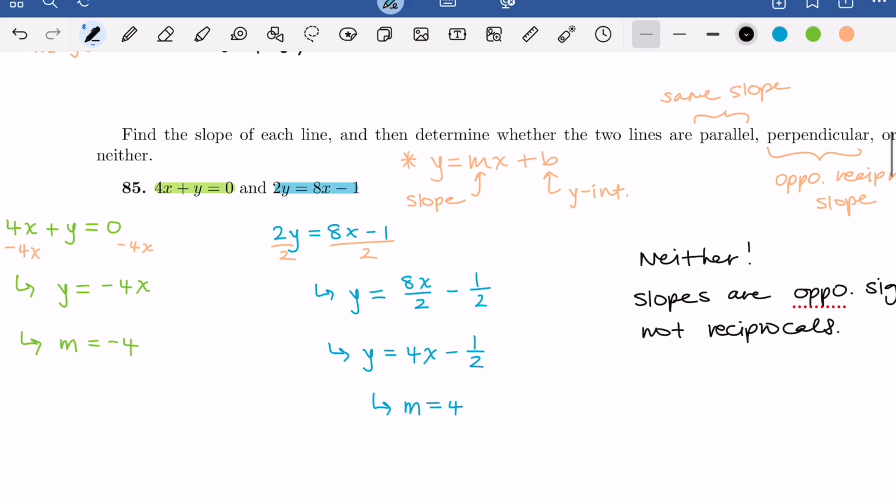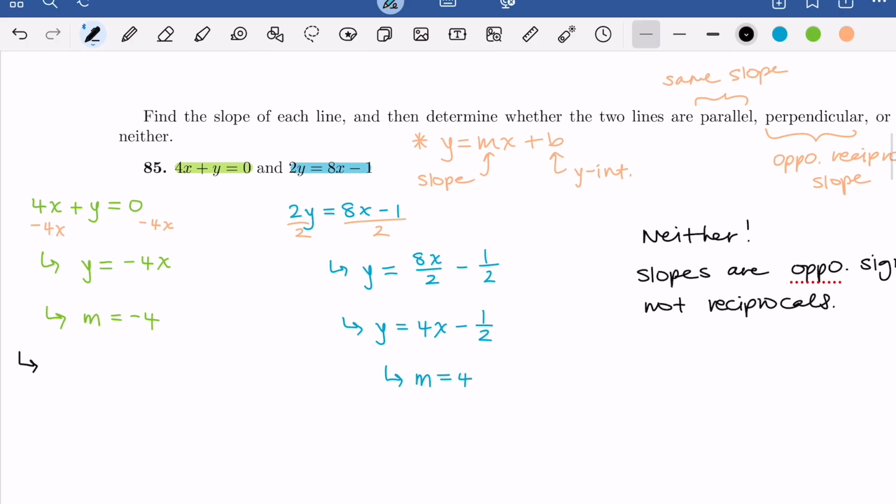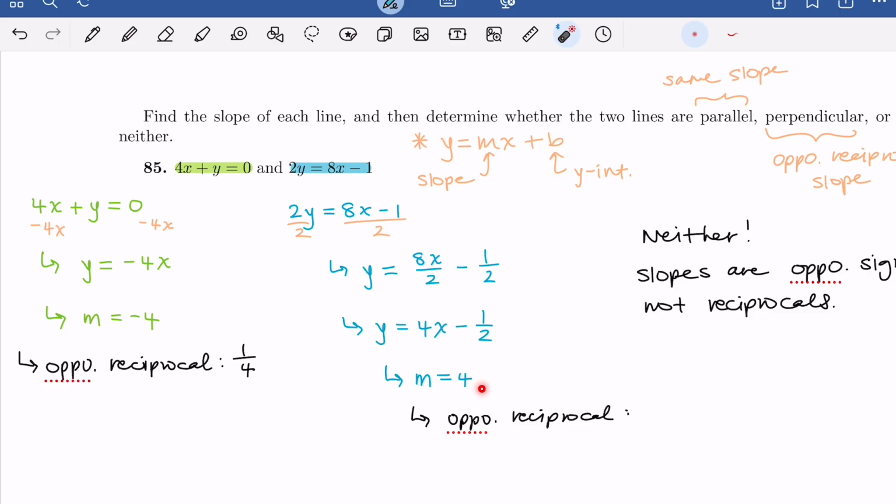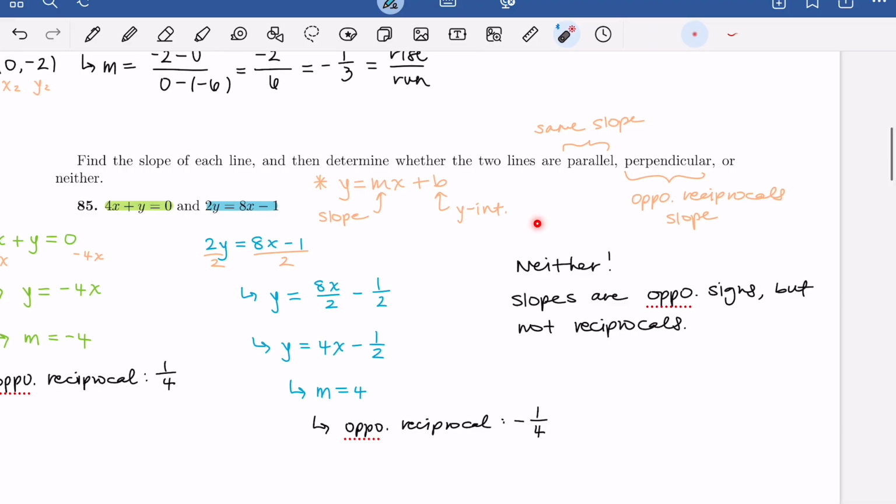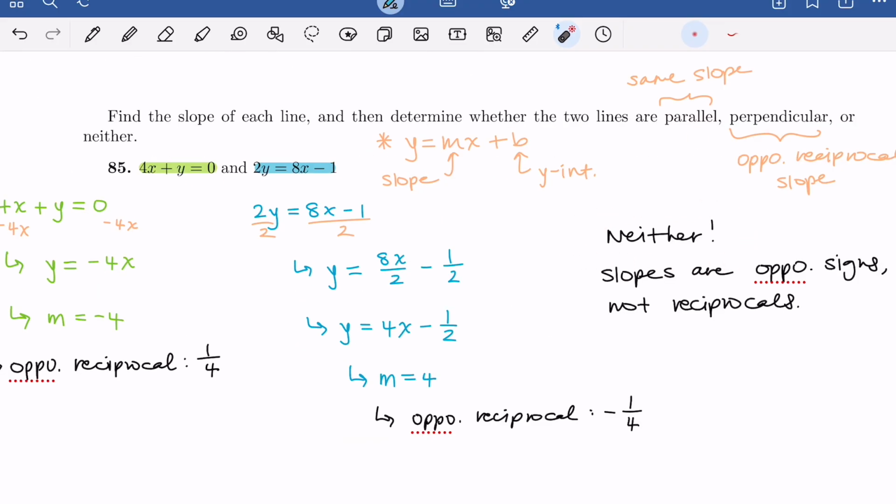All right, so just for added context here, the opposite reciprocal of negative 4 would be a positive value, since we need to have the opposite sign, and we know the reciprocal of 4 is 1 over 4. And then similarly for this guy, the opposite reciprocal of this is going to have a negative value, since this is positive. We need that opposite sign, and we know the reciprocal of 4 is 1 over 4. All right, so that's just for added context here, but in this case, these guys are neither parallel nor perpendicular.